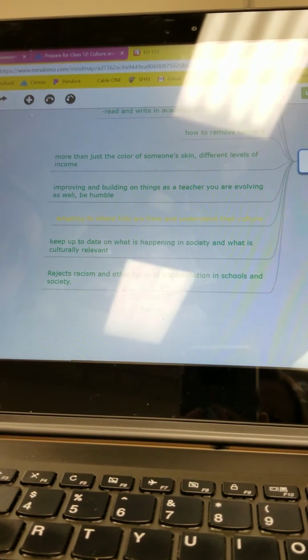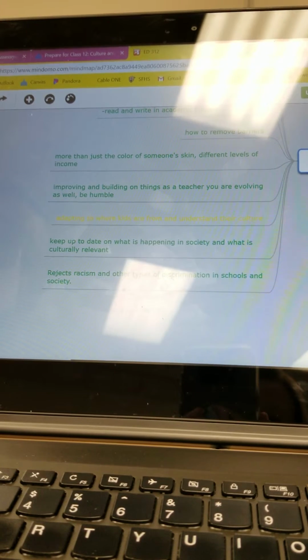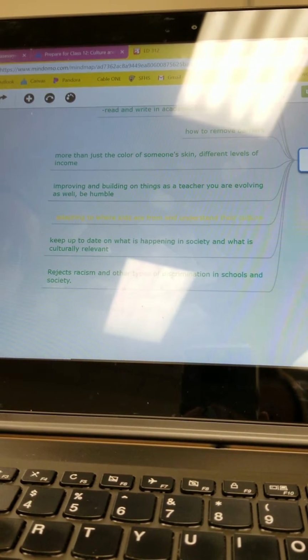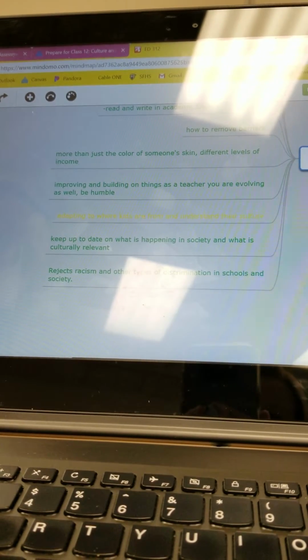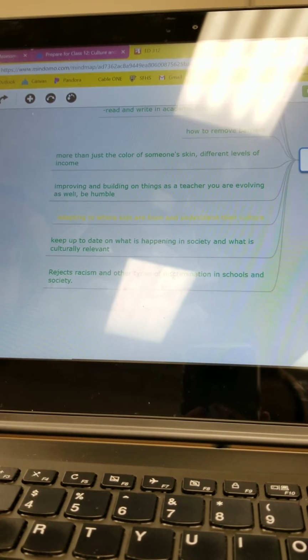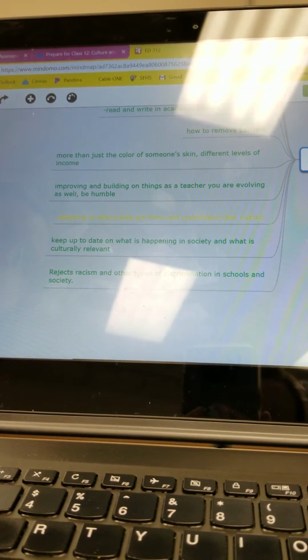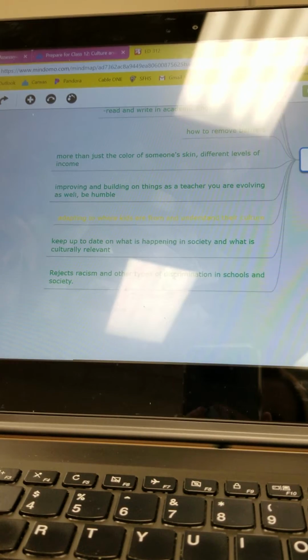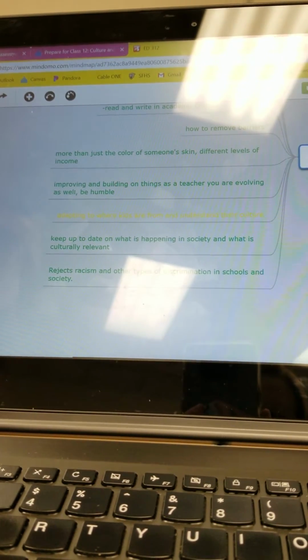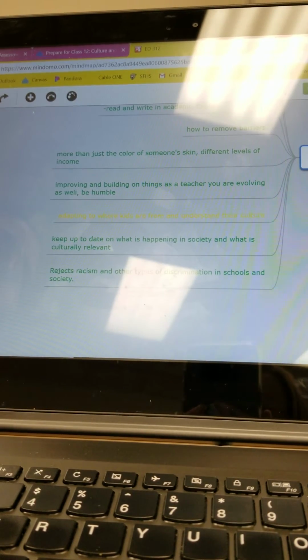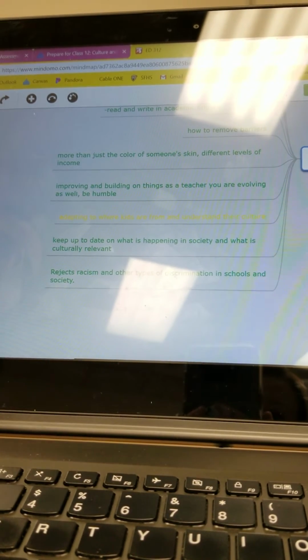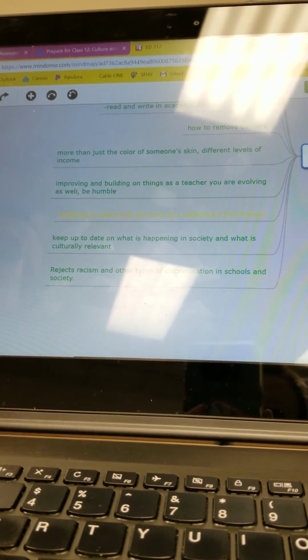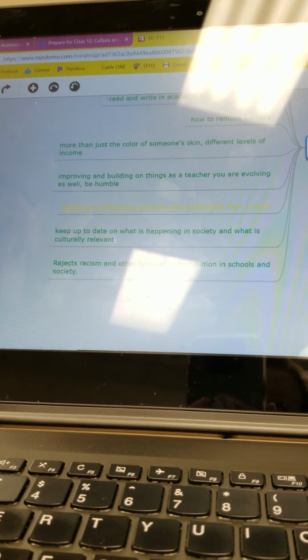You are improving and building on things as a teacher. You are evolving as well, so you need to be humble. You need to adapt to where kids are from and understand their culture. This one is when you have to study a little bit and see what they are doing and how life is at home, just so you can understand how their culture is. Like we've talked about in class, they're not making eye contact. It is because of their culture, not just because of who we are.